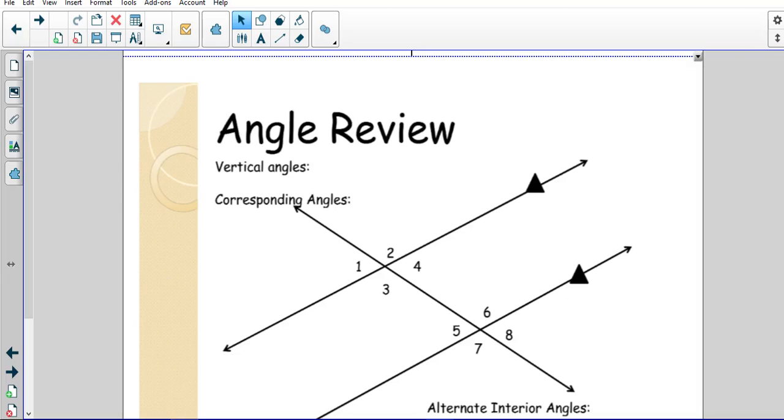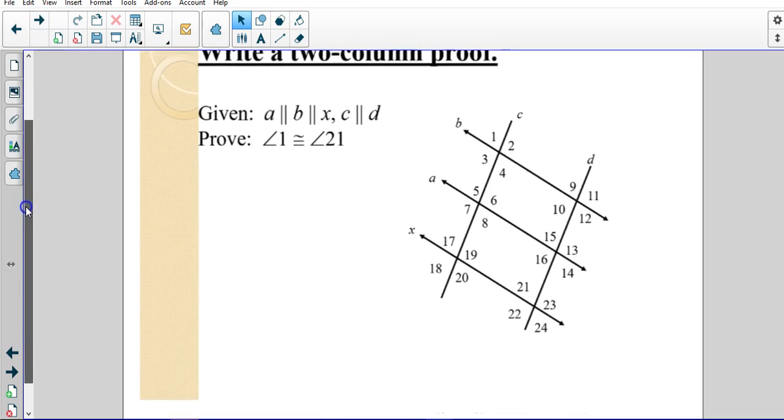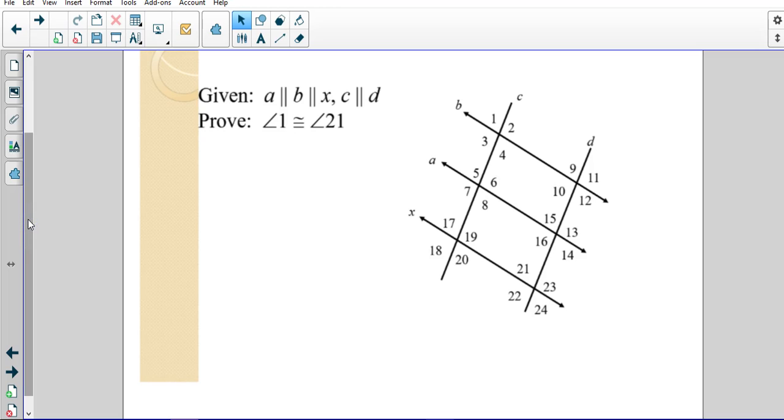All right, 2.5 notes. We are going to skip over this part just because this is going to be in the next section, and this is a little bit long, a few more proofs, so we're going to cut it a little bit shorter. So let's just dive into this one. 2-column proof.